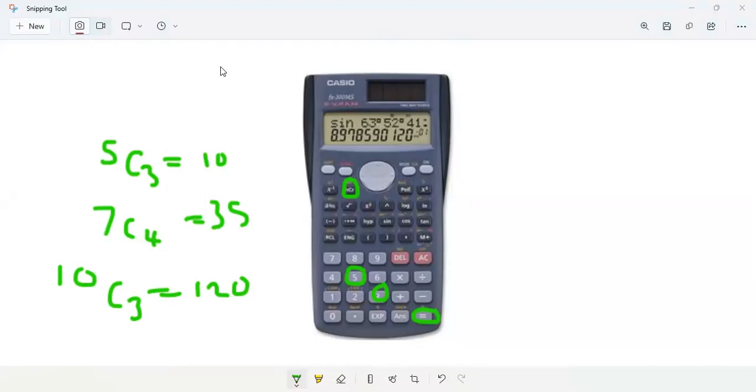Are we all following? How many have the Sharp calculator? Do you all have the Casio calculator?